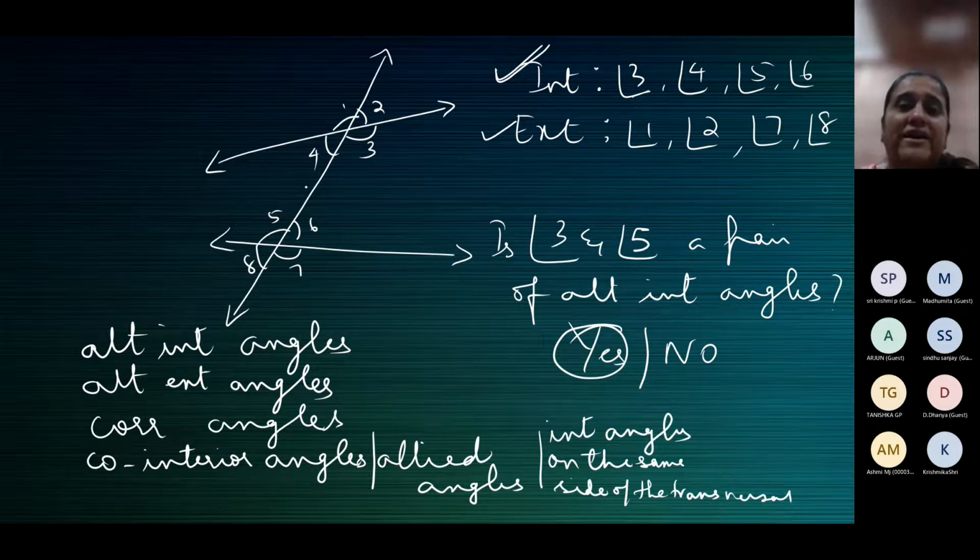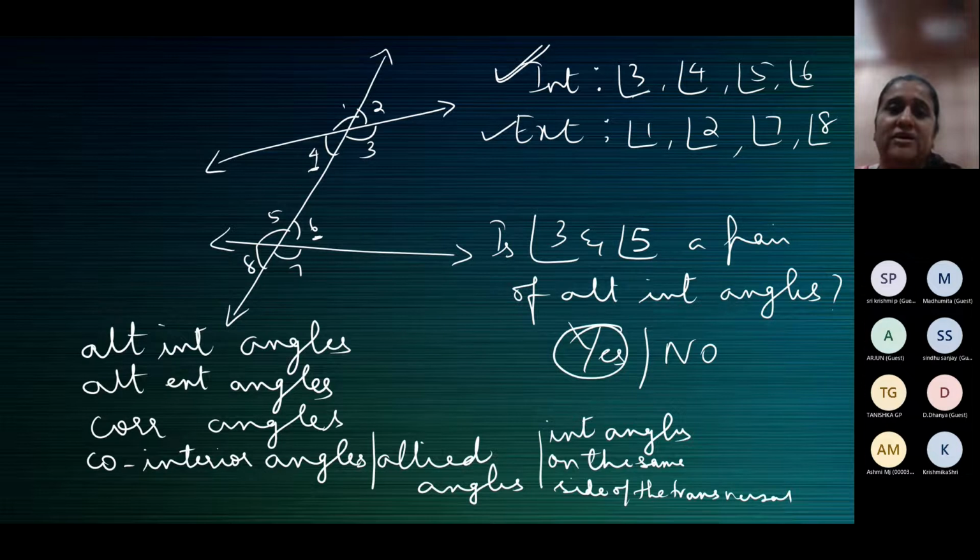So from this, alternate interior angles, alternate means if one is on the left side, the other will be on the right side. So if you take 4, you must take 6. Alternating it will be. They'll not be on the same side. They'll be on opposite sides of the transversal. So you can make out from the word alternate.